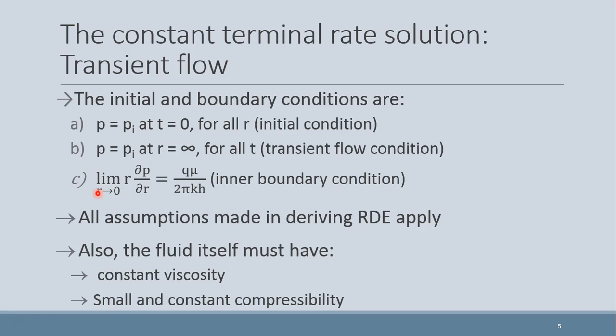So all assumptions which we made while deriving the radial diffusivity equation apply here, which means the flow is completely liquid, and it is assumed to be incompressible. We will be using the linearized form of the radial diffusivity equation. The fluid itself must have a constant viscosity and small and constant compressibility. So we are basically assuming liquid flow, which means single phase oil.